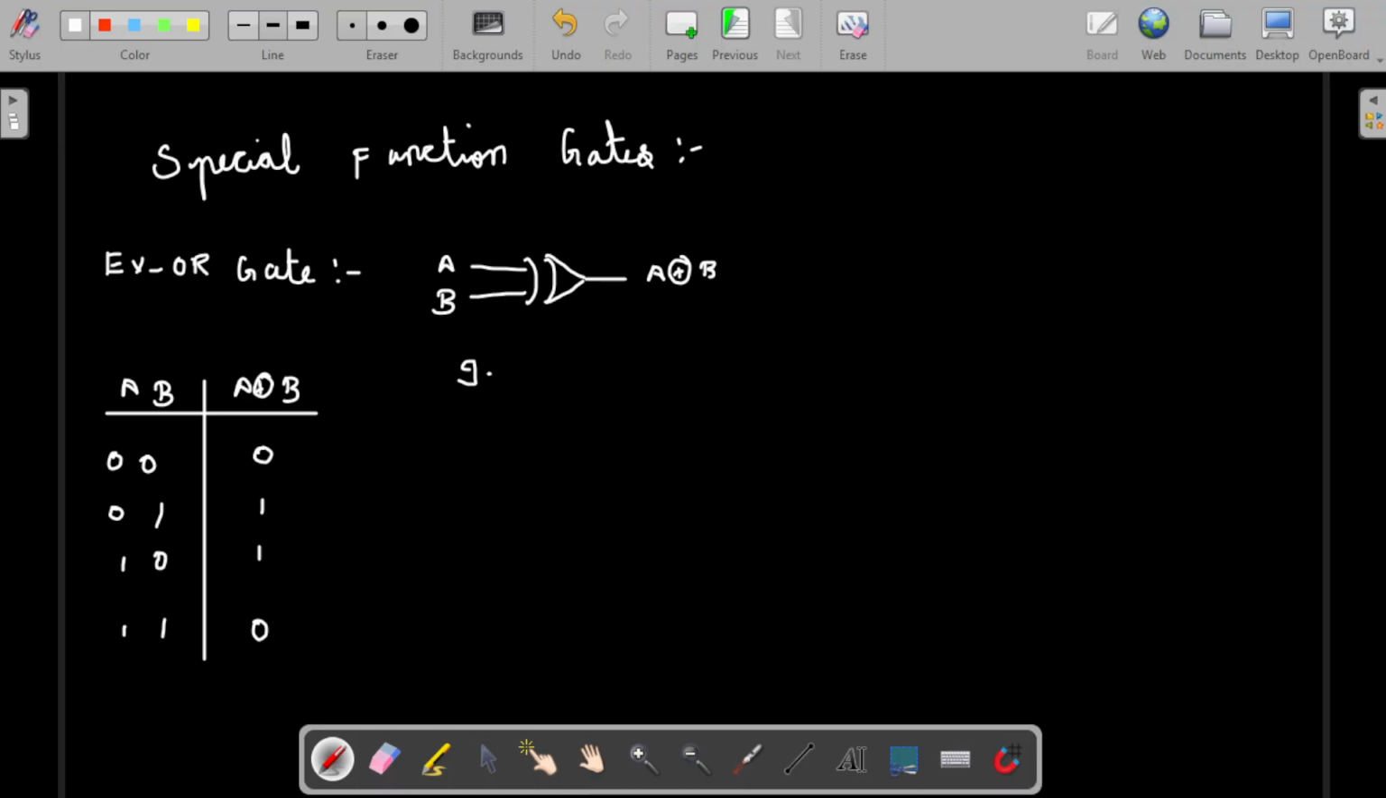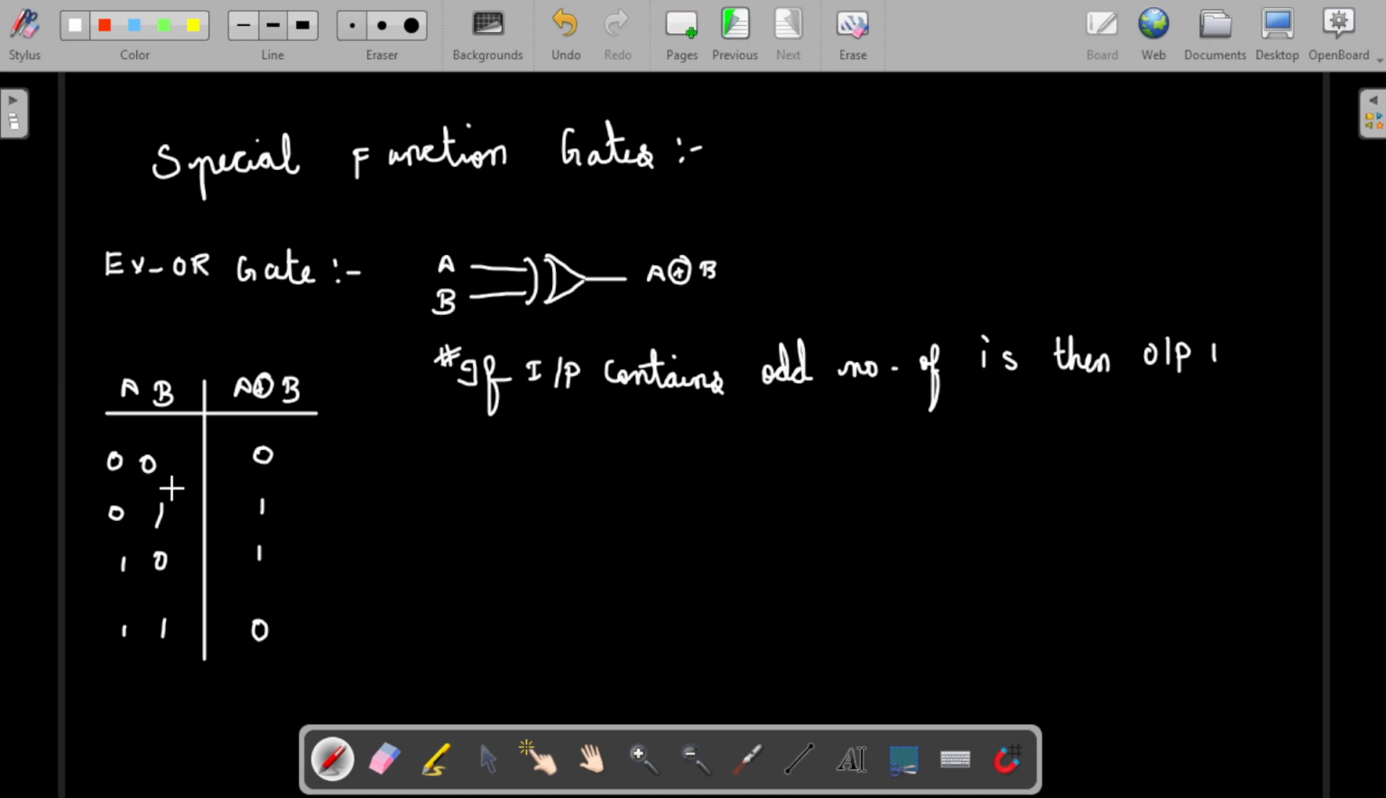This is one of the very important rules, please make a note of it. If the input contains an odd number of ones, then the output will be 1. So if you see here, the number of ones in the input is odd, so the output is 1. If the number of ones is even, then the output will be 0. I hope it is understood, right?